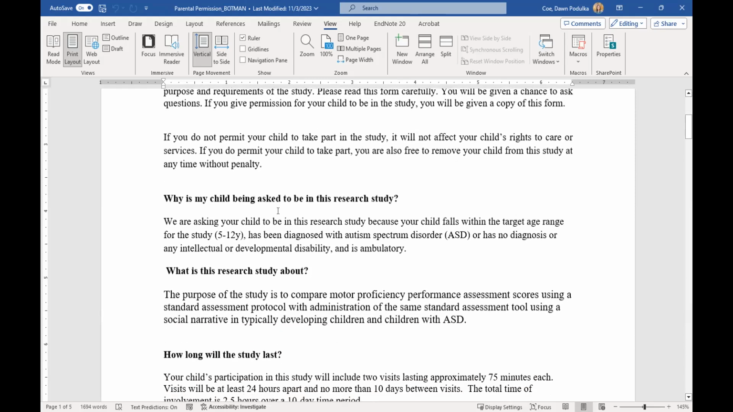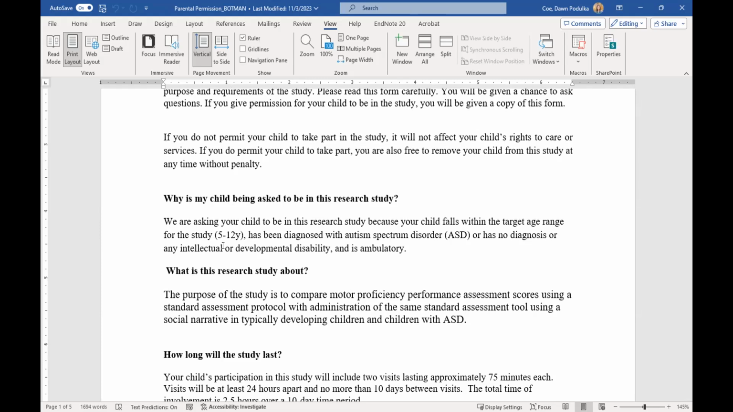And so why are they being asked? We just let them know that their kid is within the range and the population that we're looking for in this study. So age range 5 to 12 years old. So we're targeting elementary school kids, either diagnosed with autism spectrum disorder or no diagnosis, and they have to be able to walk because of the assessment tool, the motor proficiency tool. They have to be ambulatory.